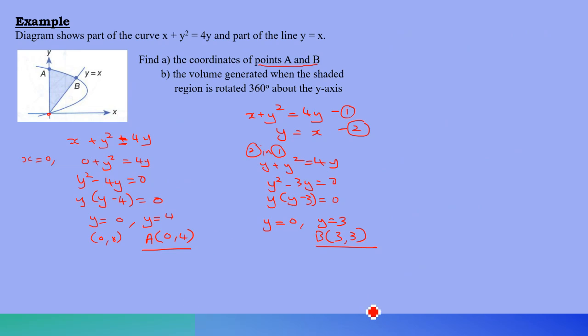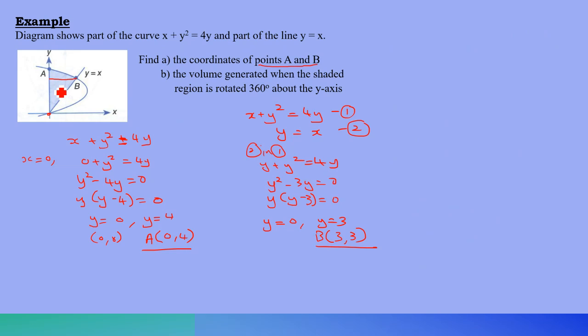Okay, coordinate A, coordinate B found. Now you want to find the volume, so be careful. The curve between A and B is the curve, and then this side is a straight line. So what we need to do is divide this into 2 parts. You need to find the area of 2 portions here. One is the area of this triangle, another one involves the curve.